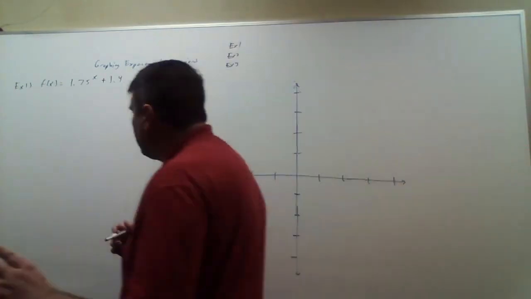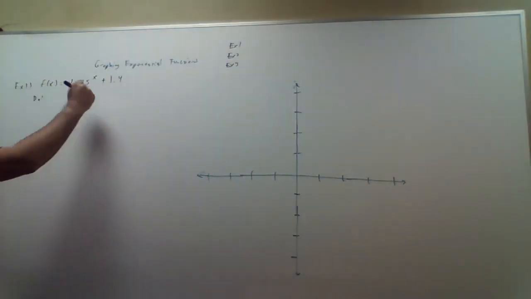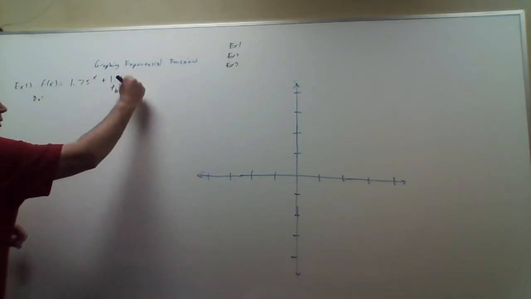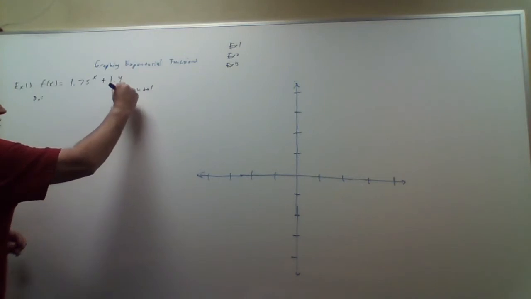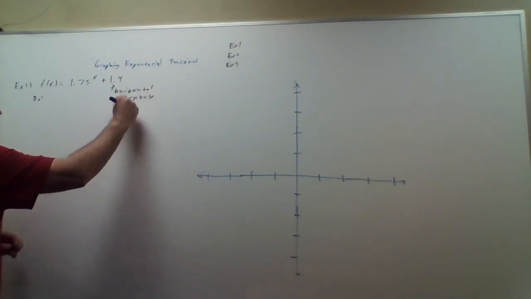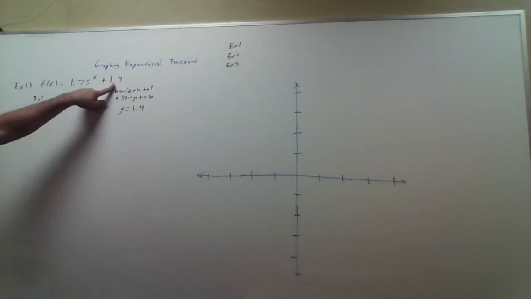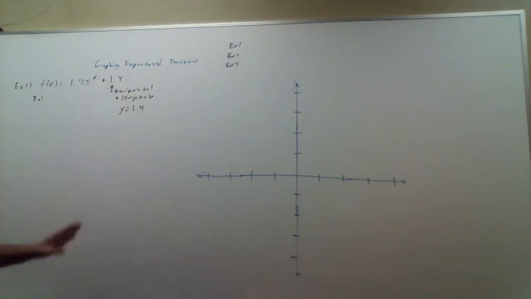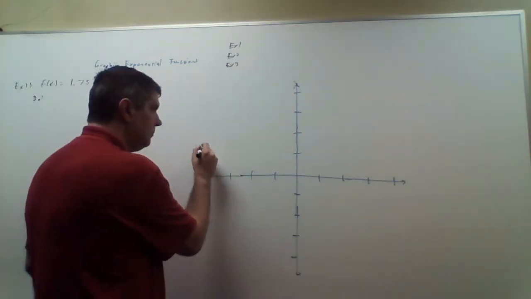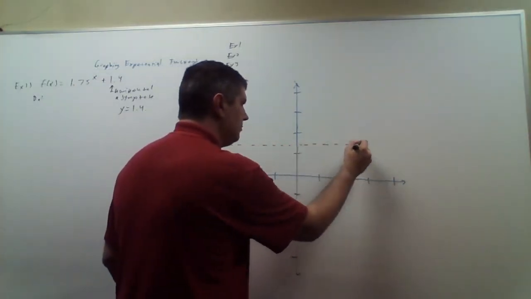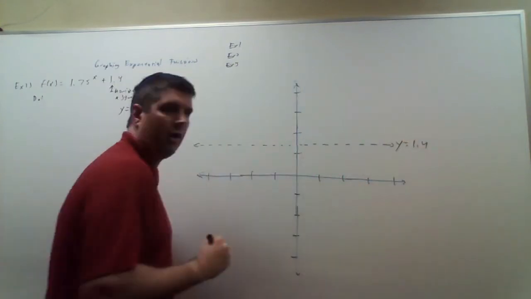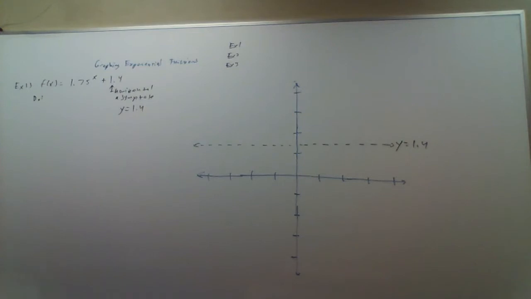First of all, we're going to notice that there will be a horizontal asymptote at y equals 1.4. If there's a constant, that is the horizontal asymptote. It'll be a little bit less than 1.5. That's going to be a line that the curve never touches. It's going to approach on one end but never touch.